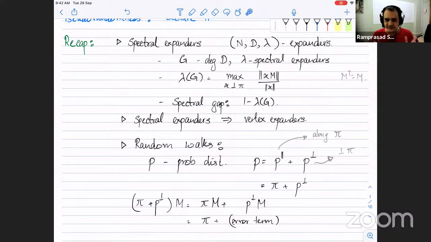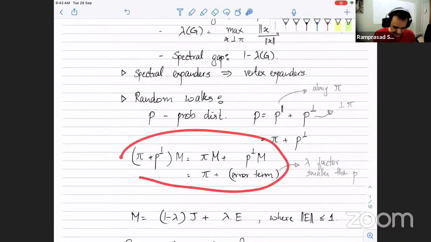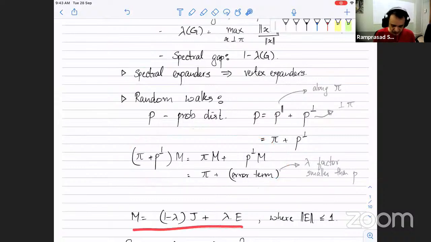Okay, so that's roughly what we were saying. The spectral expansion basically tells you that this is smaller by a lambda factor than p perp itself, which in particular means it's smaller than p. Okay, so that is typically how these sort of calculations proceed. And we took a typical such calculation and wrote down what is called the matrix decomposition last time.